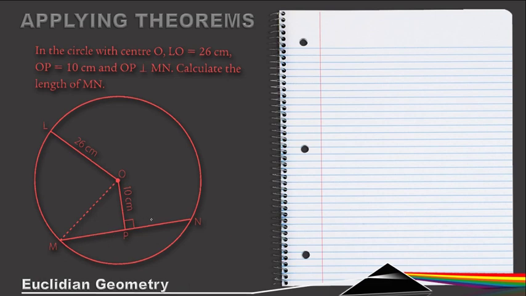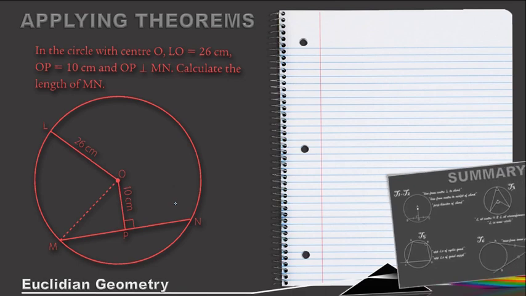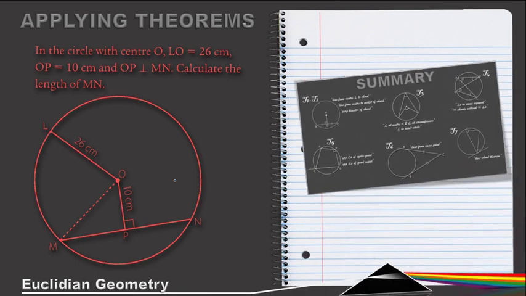Now, if we look at our summary, the first thing we look at is which one of the theorems we can identify. And it seems that it's theorem 1 and theorem 2, because we have this chord and the line from the center is perpendicular to it, so that means that these two are equal. MP is equal to PN. So we need to find this entire chord, but what else can we use?